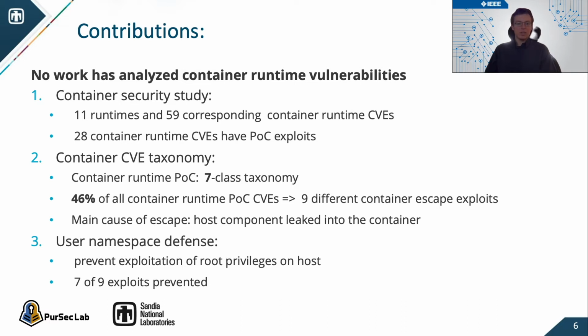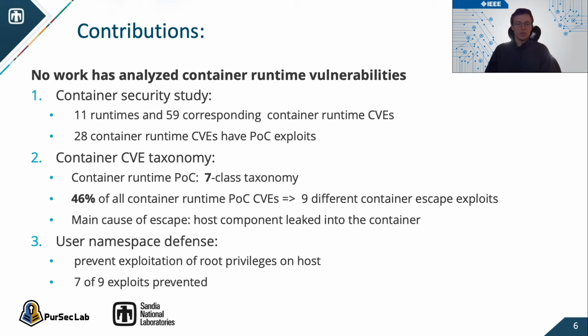Next, we split these container runtime CVEs into a 7-class taxonomy based on the cause of the CVE and impact of the exploit. This analysis revealed that 46% of CVEs had a proof-of-concept leading to container escapes. These 9 proof-of-concepts covered 13 container runtime CVEs. After additional investigation over our 9 proof-of-concept exploits, we determined the underlying cause of the container escapes exploiting container runtimes was a host component leaked into the container.